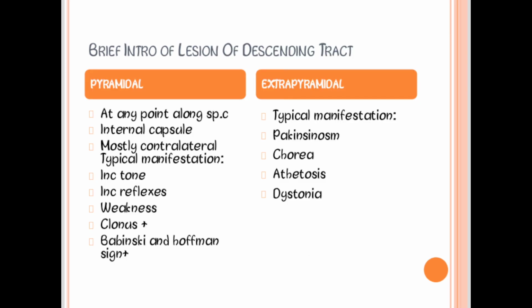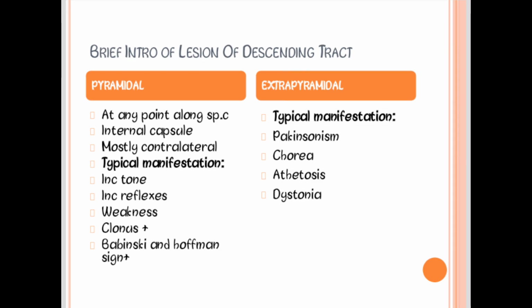Now let's talk briefly about the lesions of the descending tracts. The pyramidal tract may be damaged at any point along the spinal cord, and the internal capsule is often involved in hemorrhage and stroke. The deficits are mostly contralateral, and the typical manifestations of upper motor neuron injury are increased muscle tone, hyperreflexia, weakness, and clonus. Babinski sign is positive, that is the upward movement of the big toe on stimulation. Then the Hoffmann sign is also positive, in which there is flexion and adduction of the thumb and flexion of the index finger when you flick the thumb with the nail of the subject's middle finger.